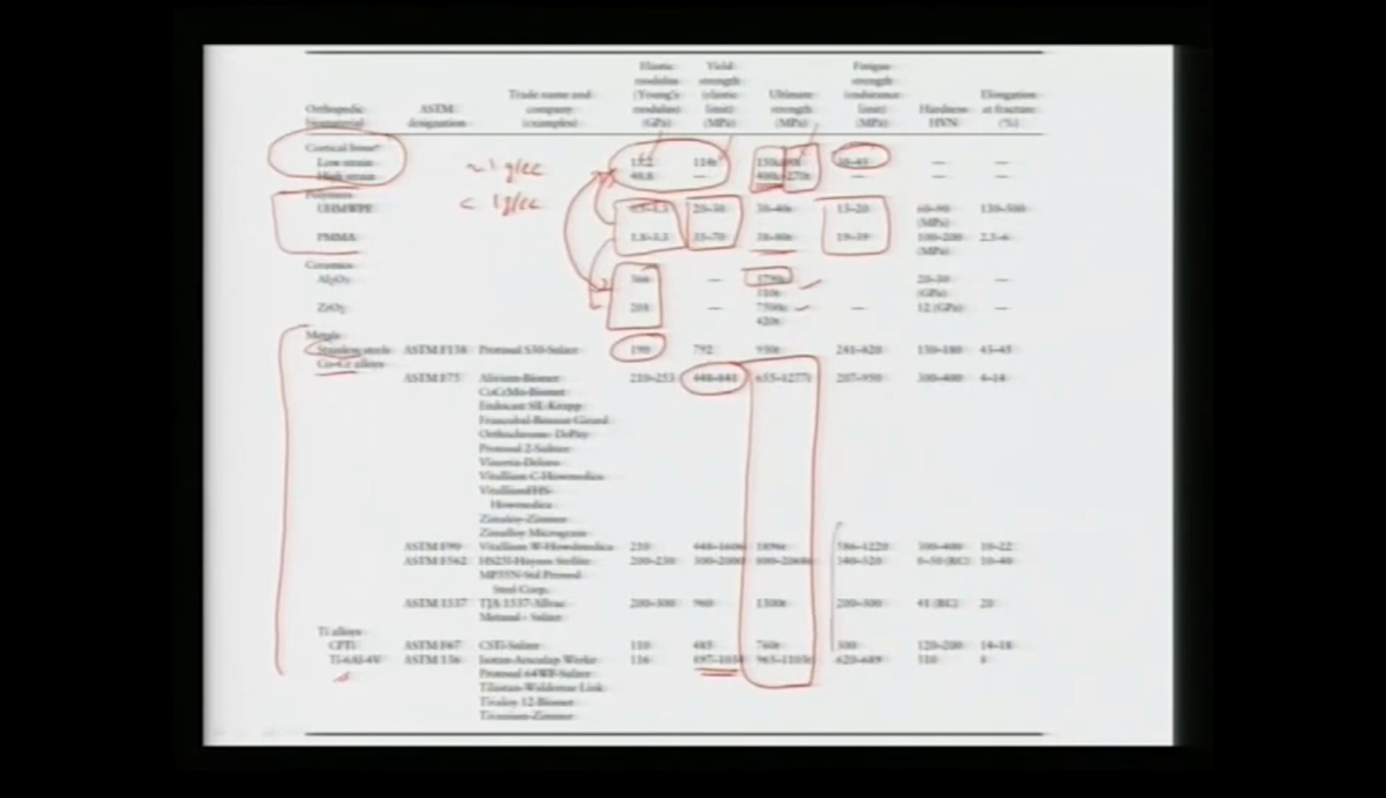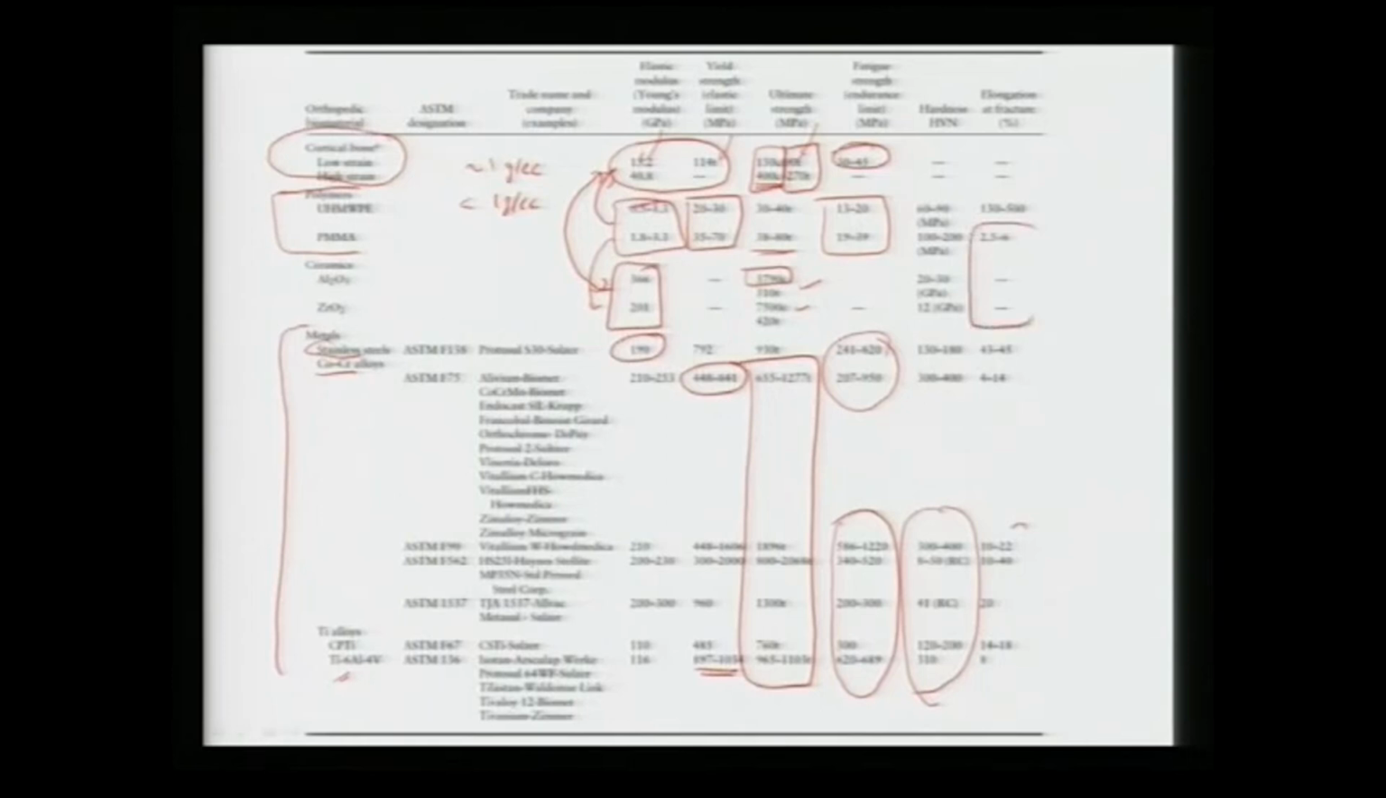Again, the fatigue strength, because these are nothing but metals, they tend to have very high fatigue strength. They can sustain very huge damages. Their hardness is again much higher than that of a polymer or of a cortical bone, but the elongation at fracture is again much lower than that of a polymer.